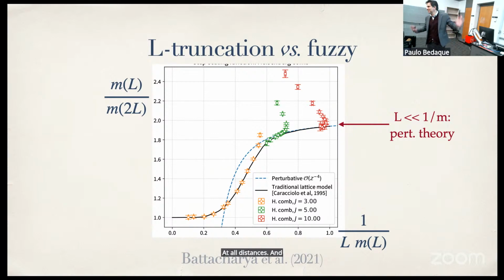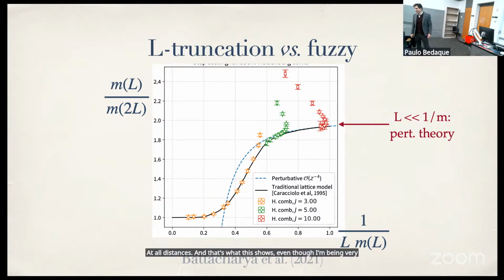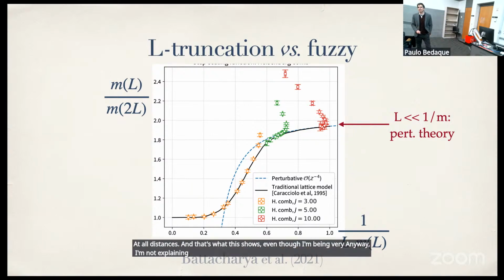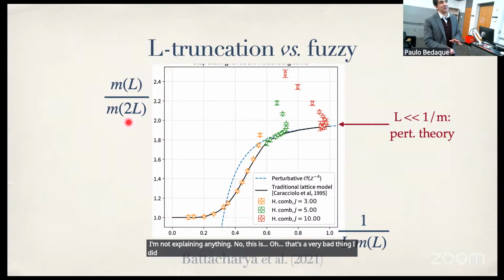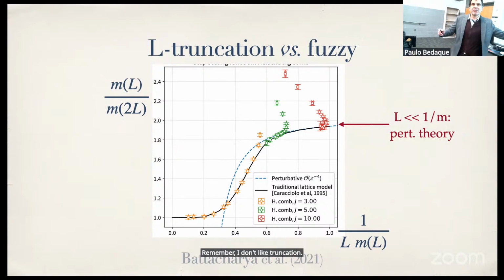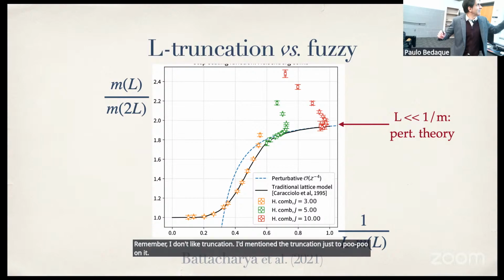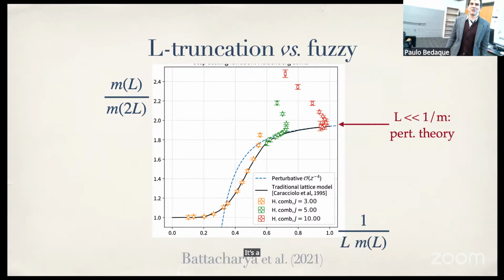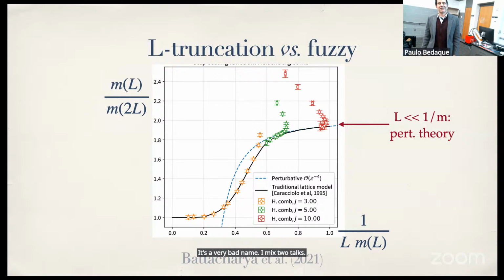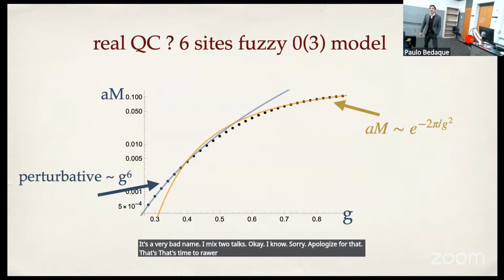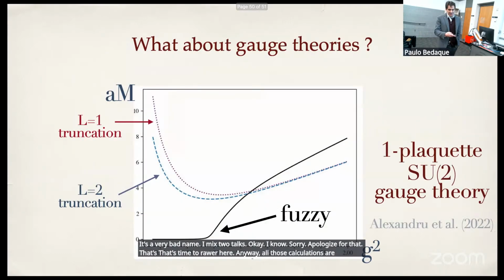And that's what this shows, even though I'm not explaining anything. So this is in L space, not in real space. Now, that's a very bad thing I did. This L is the size of the box, not the truncation. Remember, I don't like truncation. I mentioned the truncation just to poo-poo on it, okay? It's a very bad name. I mixed two talks. This L is different than the L on the axes. Sorry, I apologize for that. That's amateur hour here. Anyway, all those calculations are done in classical computers, known as my laptop.